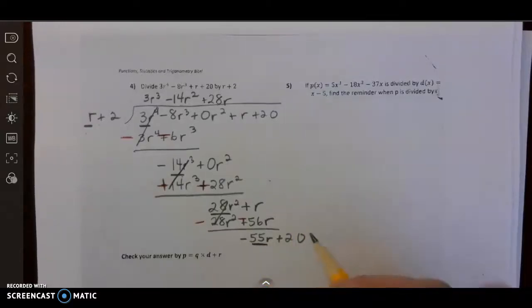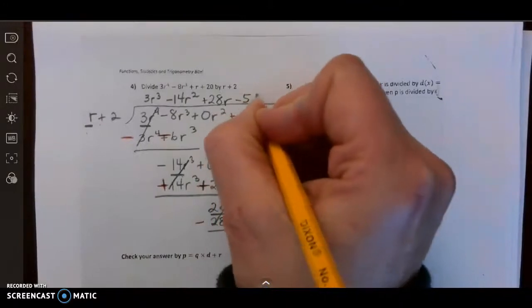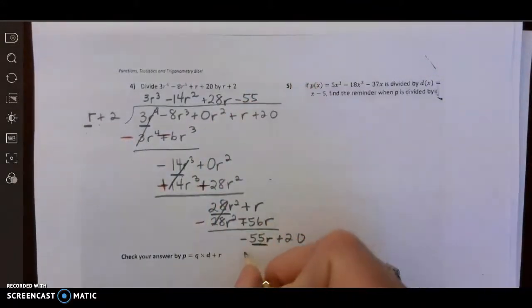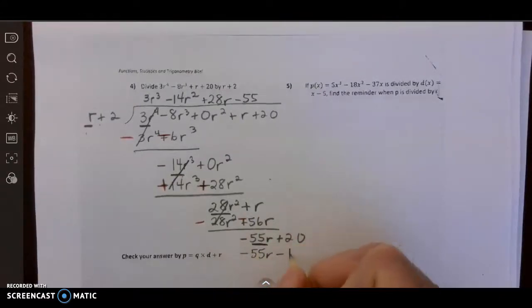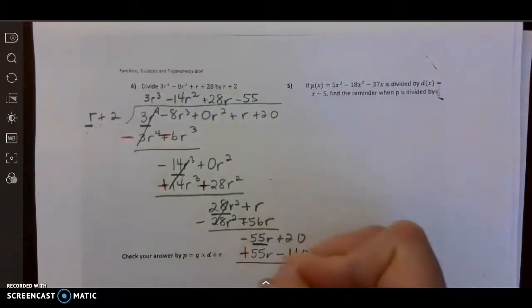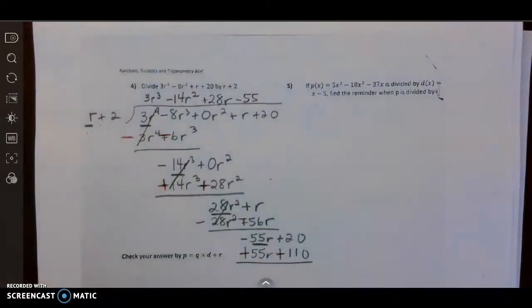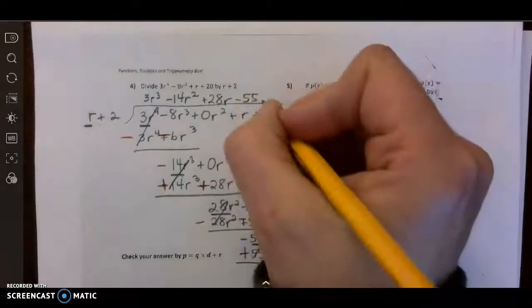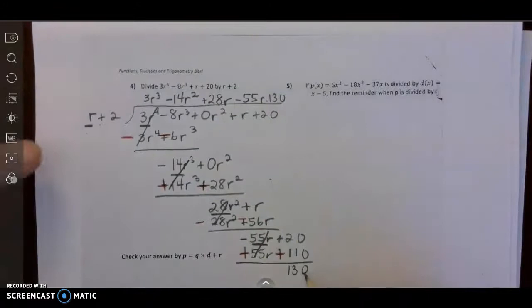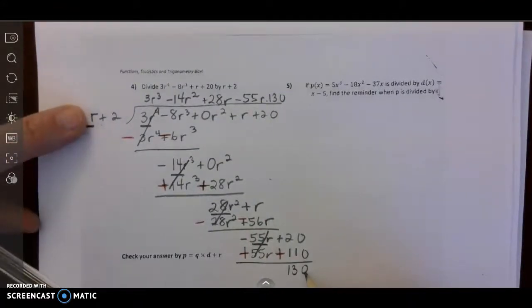Focus on the first, negative 55. Multiply that out and get negative 55r minus 110. Change my signs. And my remainder is 130. So I have a remainder of 130, or I could write it as 130 over r plus 2.